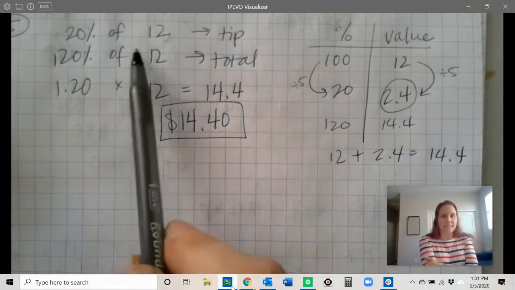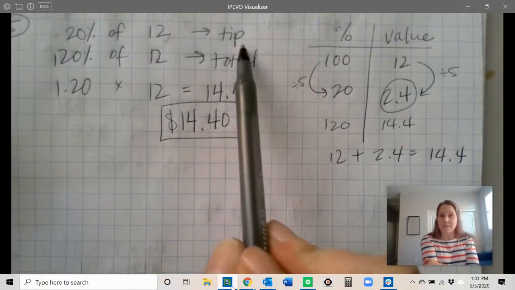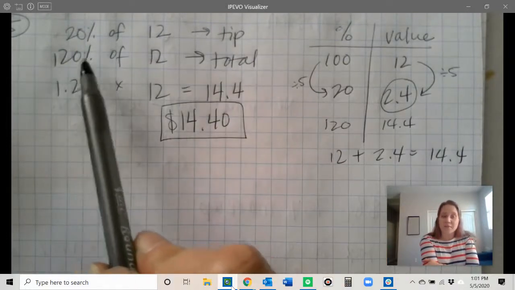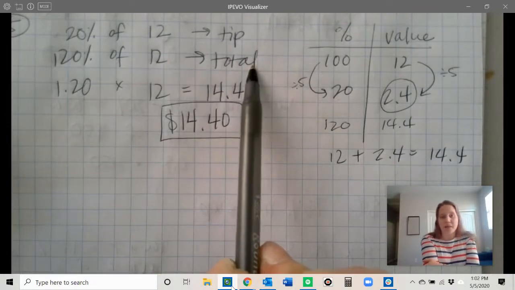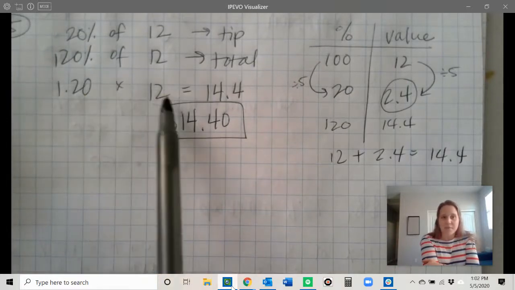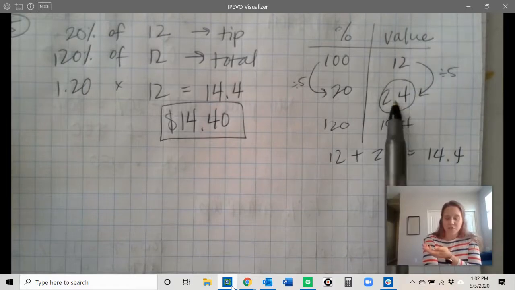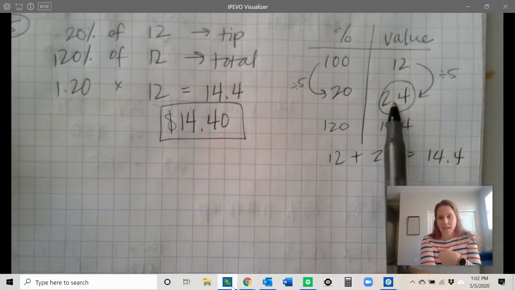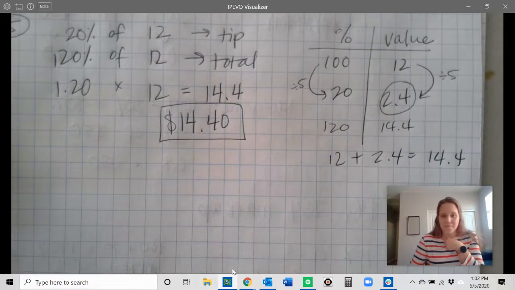I might also write an expression. 20% of 12 would give me the tip, the amount of the tip. 120% of 12 would give me the total. And that's what I'm looking for. It says, what's the total you'll spend? So I'm going to go ahead and do this one. 1.20 times 12, and I got 14.40 was the total I would spend at lunch. If you got $2.40 or 2.4, you just didn't add that back into the original. So pay careful attention. The question said, what was the total amount, not what was the tip? Okay.